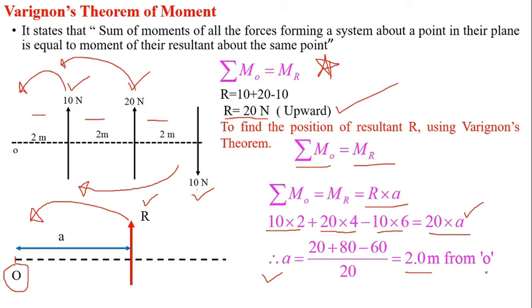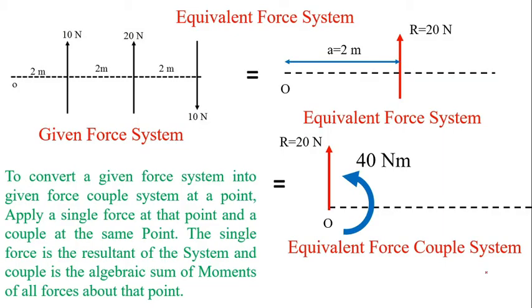And now we can say that the resultant of these three forces is equal to 20 Newton, which is acting in upward direction at a distance of 2 meters from point O, and hence here we can draw a sketch like this. Resultant 20 Newton acting at a distance of 2 meters from point O. So in this way we can determine the resultant of a non-concurrent force system, here a parallel force system, completely in magnitude as well as in direction.